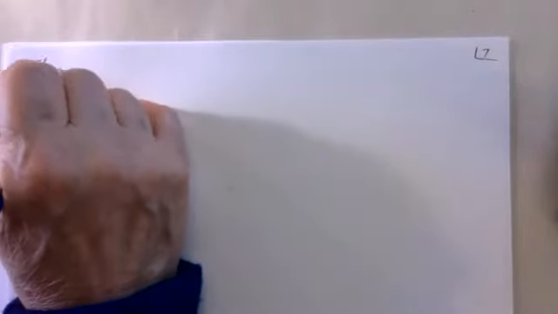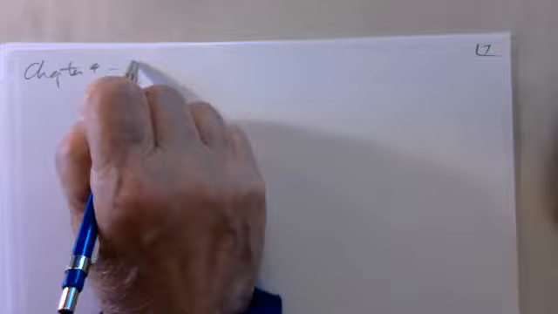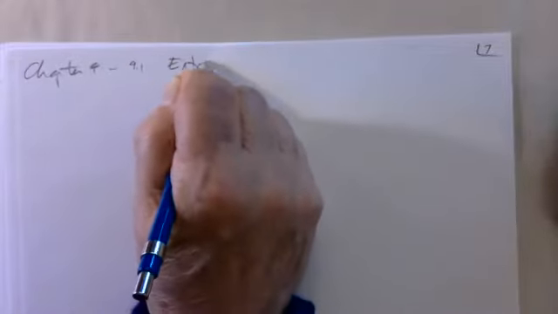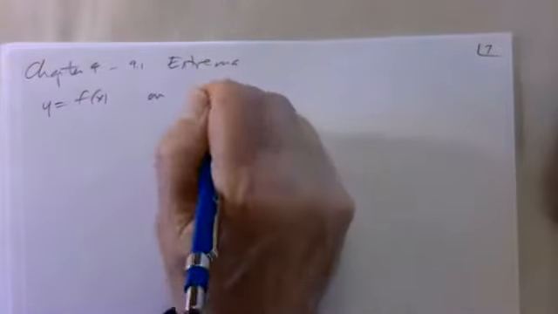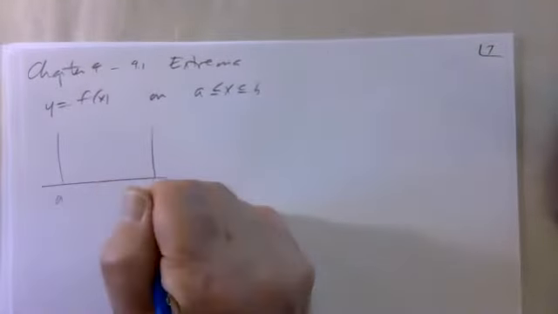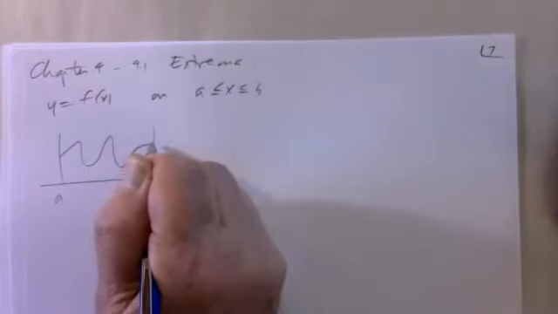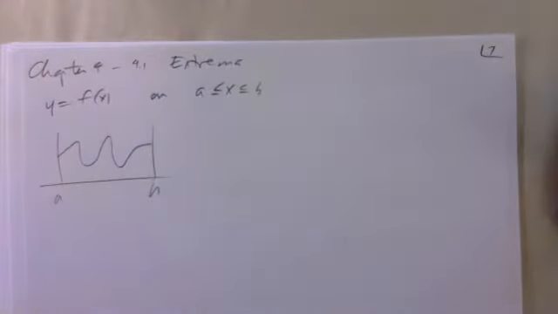So chapter 4, we deal with, in this first part at least, extrema. What does this mean? Suppose on some interval, suppose you have some function y equals f of x, on the closed interval, say from x between a and b. And from a to b, let's say the graph of the function looks like this.